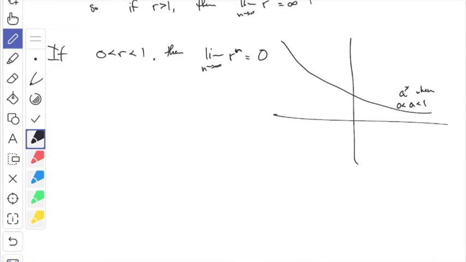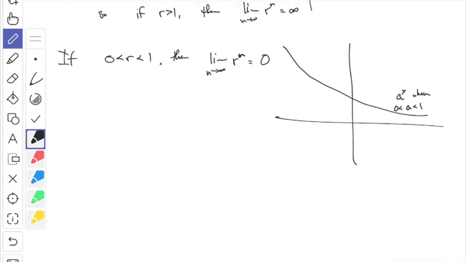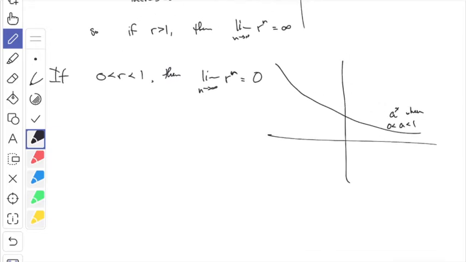And if r is 1, it's just, yeah, what about if r equals 1? I left out that case. I said if r is greater than 1, the limit is infinity. If it's less than 1 but greater than 0, then the limit is 0. What about if r equals 1? What do you think?